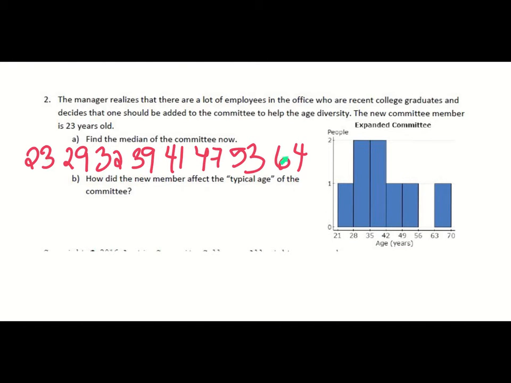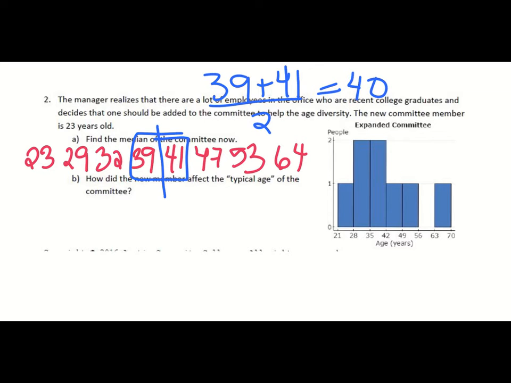Now you have an even number. If there's an even number, the middle is right here. So this is the middle. In order to find your median, you're going to have to average those two. So 39 plus 41 divided by 2 is going to give you your average, and that average is going to be 40. So that is your median.